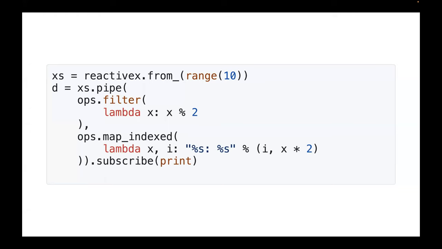They are sequential. First filter gets applied. What you get out of it is another observable, and that is the input to the map. Just like the pipe function we use in Linux.